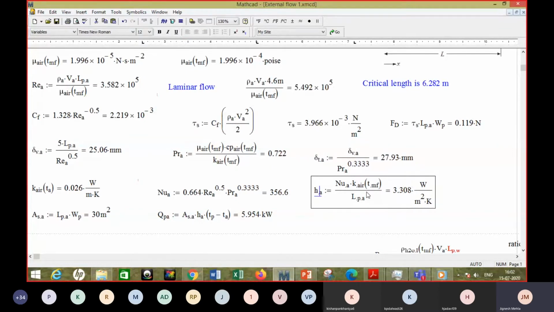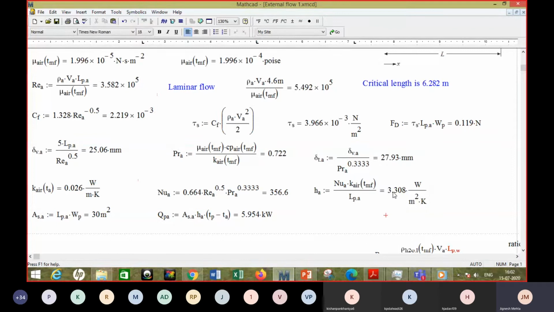Nu k by L. So you put the length of the plate here, you put the thermal conductivity of air here, and you get the heat transfer coefficient, right? So you get 3.308 watt per meter square Kelvin. That's the unit of heat transfer coefficient. Now this number is actually a very small number.